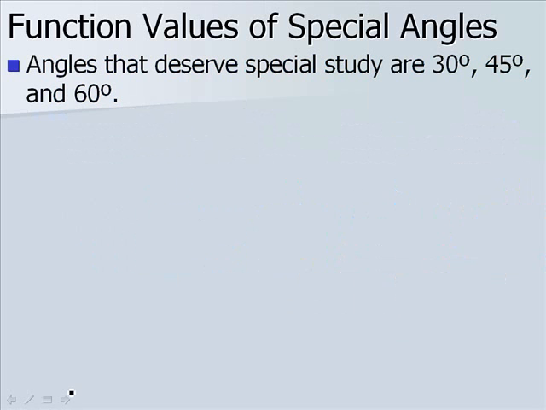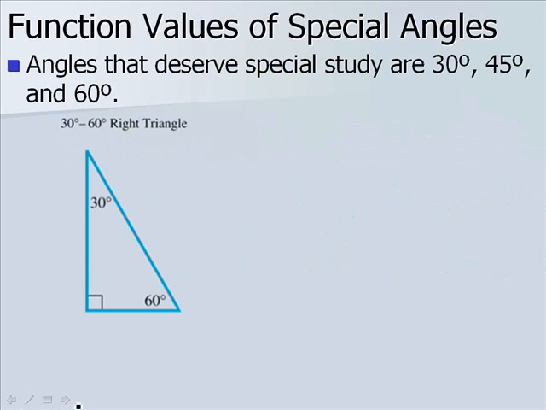Angles that deserve special study are 30, 45, and 60 degrees. Let's look at a 30-60 right triangle. It has the following breakdown of sides: 1, square root of 3, and 2. 2 being the longest side is the hypotenuse, and it's opposite our largest angle, which is 90 degrees. 30 degrees is our smallest angle, and the opposite side to it is 1, which is our smallest side length. And then the middle value, square root of 3, is opposite the middle angle, or 60 degrees.